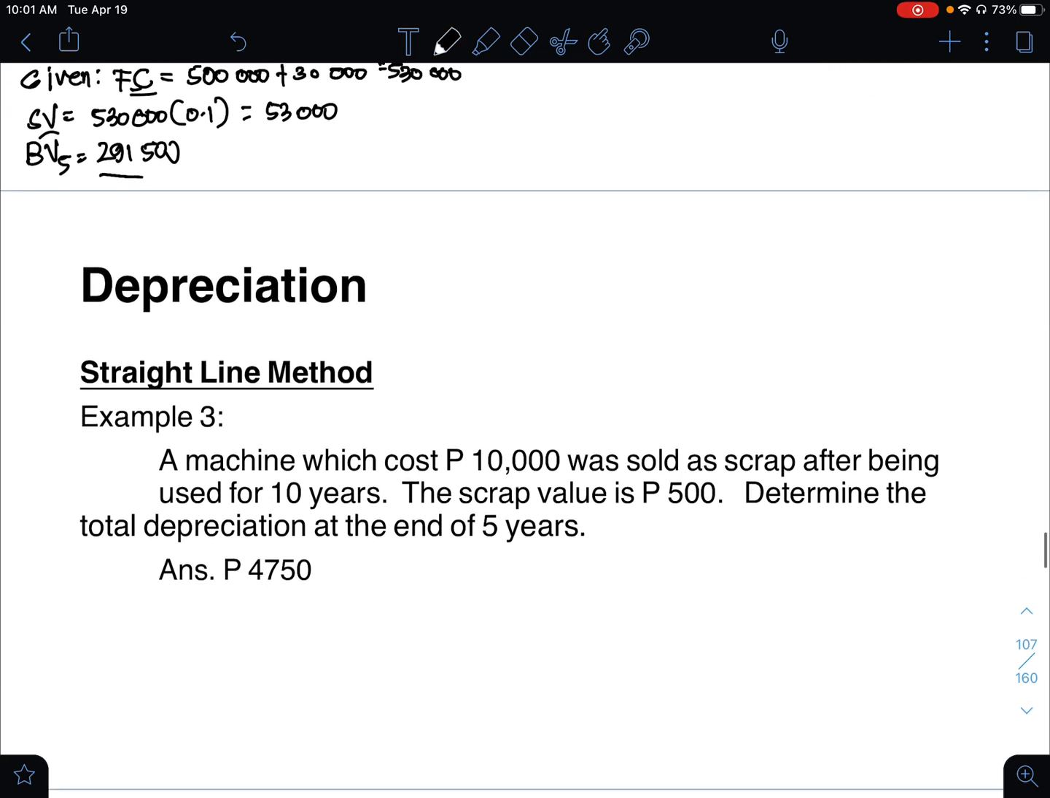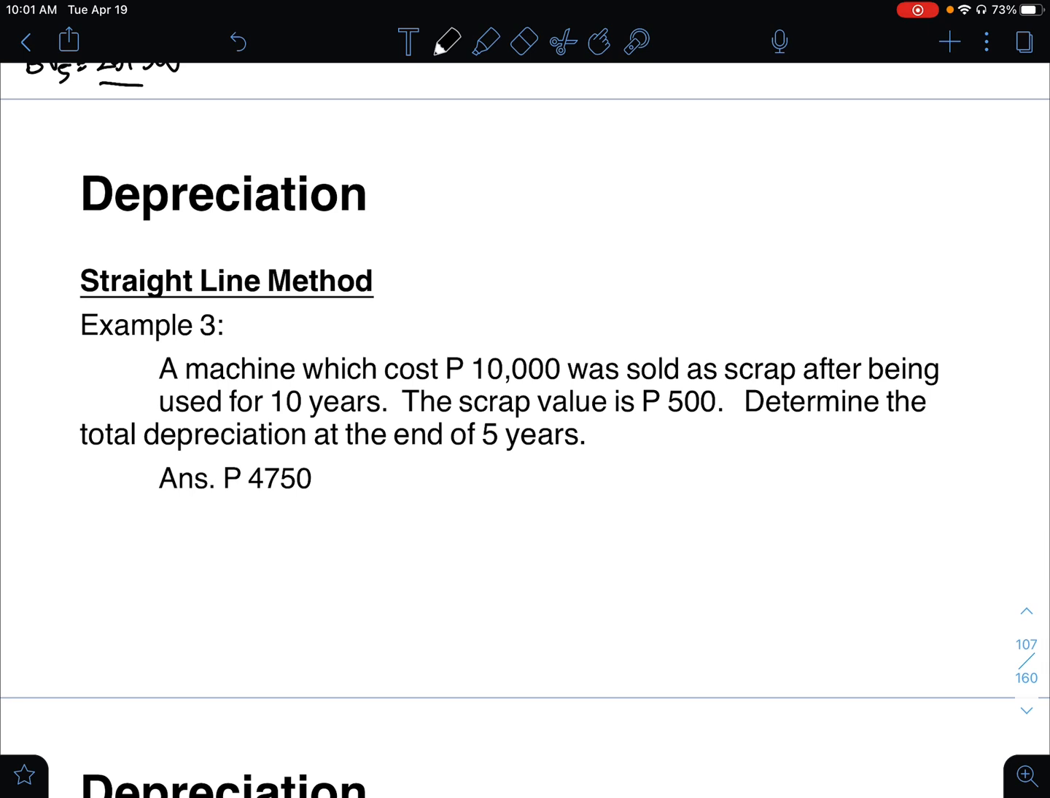So let's try to solve number 3. So number 3 in the straight line method. Number 3 says that there is a machine which costs 10,000. The cost of the machine is 10,000. It was sold as scrap after being used for 10 years. So the machine costing 10,000 was sold as scrap after 10 years, in which it depreciated down to just 500 pesos.